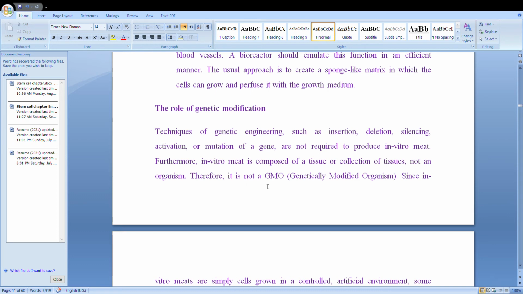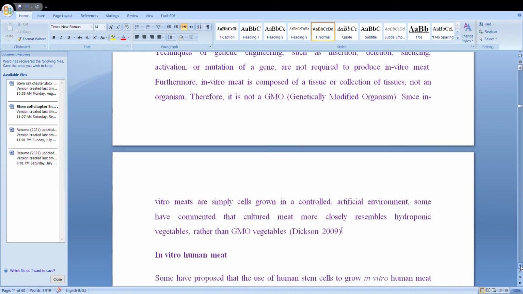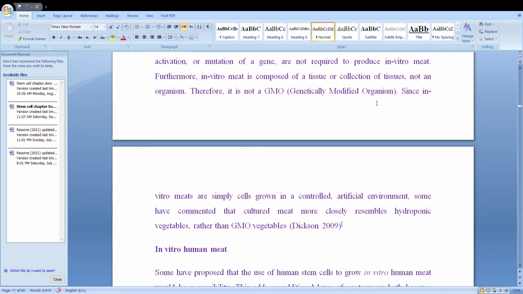This is not a GMO, genetically modified one, but it is grown. Sometimes it can be GMO, using different chemicals or hormones. Since in vitro meats are simply cells grown in a controlled artificial environment, some have commented that cultured meat more closely resembles hydroponic vegetables rather than GMO vegetables.